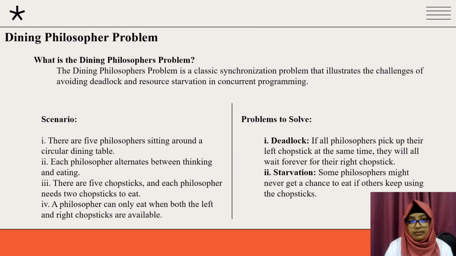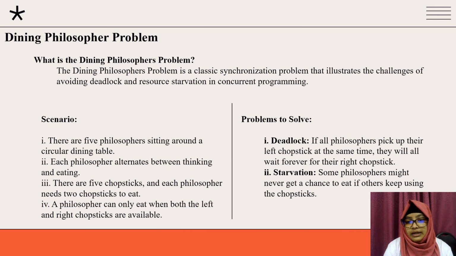Dining philosopher problem. What is the dining philosopher problem? The dining philosopher problem is a classic synchronization problem that illustrates the challenge of avoiding deadlock and resource starvation in concurrent programming. This is the scenario. There are five philosophers sitting around a circular dining table. Each philosopher alternates between thinking and eating. There are five chopsticks, and each philosopher needs two chopsticks to eat.